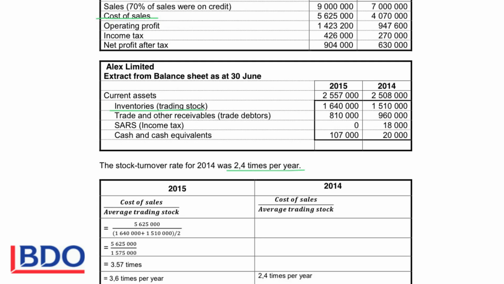The ratio to calculate stock turnover is cost of sales divided by the average trading stock. So cost of sales is given to us as 5625. The average trading stock is the inventory at the end of the previous year plus the inventory at the end of the current year divided by 2, which will give us the average trading stock at the beginning and the end of the year. And that gives us 3.6 times per year. We will replace the stock because it's sold, while in 2014 we replaced it 2.4 times per annum.